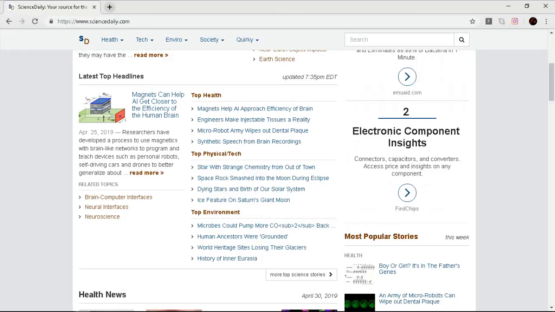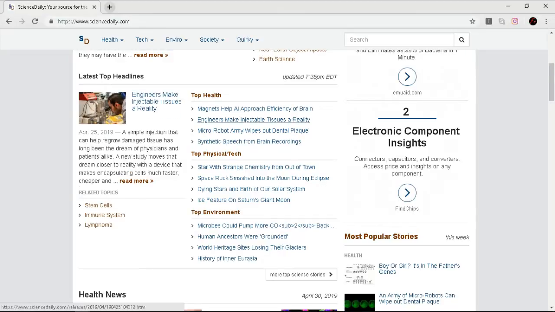Engineers make injectable tissue a reality. A simple injection that can help regrow damaged tissue has long been the dream of physicians and patients alike. A new study moves that dream closer to reality with a device that makes encapsulating cells much faster, cheaper, and that'll be good.